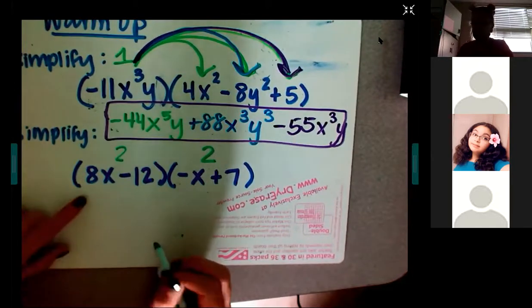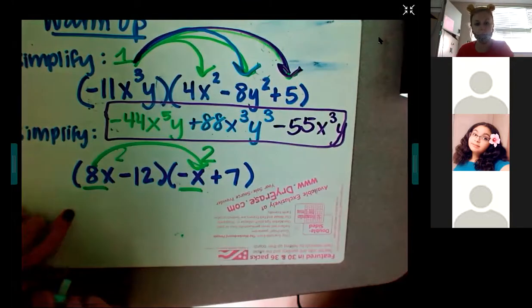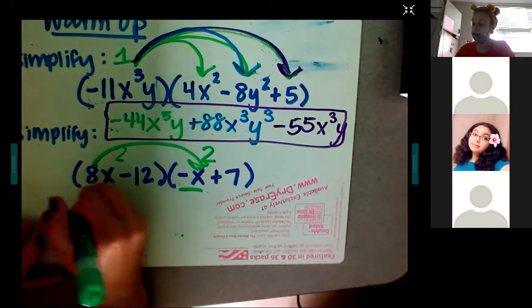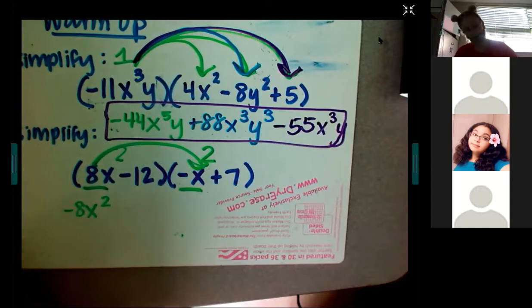I heard FOIL first. So first, 8x times negative x. What does that give me? Negative x squared. Good.